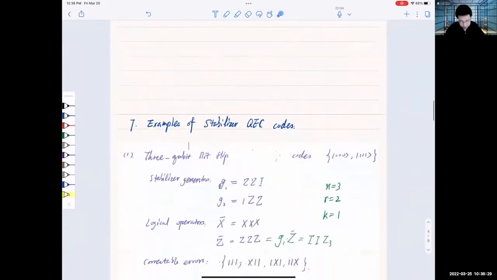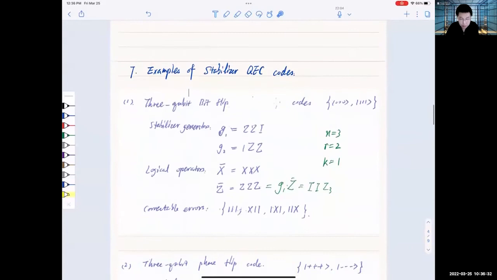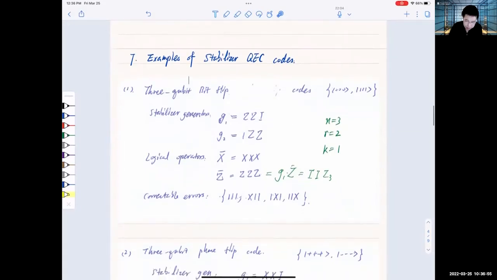So here are some examples of stabilizer quantum error correcting codes, and some of them we've already seen. The first example is the 3-qubit bit flip code. The stabilizers are Z1 Z2 and Z2 Z3. You have n qubits, 2 stabilizer generators, and n minus r equal to k equal to 1. And you can come up with the logical operators which commute with the stabilizer generators and anti-commute with each other. So that gives you a definition of the logical Pauli operators.